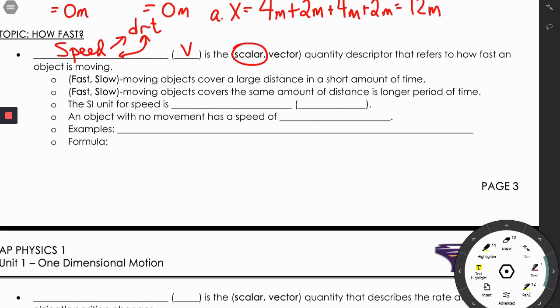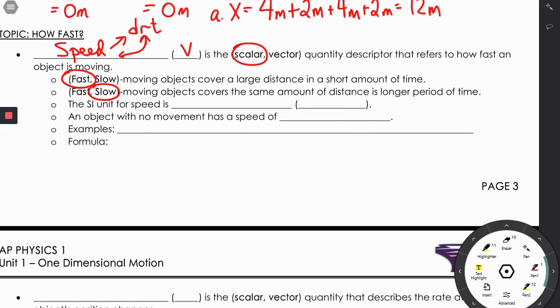Fast-moving objects cover a large distance in a short amount of time. If we have another object that is moving slower, it's going to cover the same distance but in a longer period of time. So if I want to go fast, I'm going to cover a large distance in a short period of time. If I want to go slow, I'm going to cover that same distance in a longer period of time.